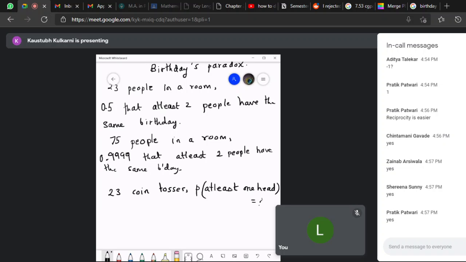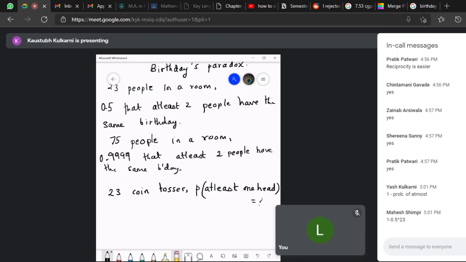So how do we solve this? We solve it by finding the probability of the complement of this event. So what is the probability that there is no head? There are all tails. Yeah, 1 minus 0.5 raised to 23.